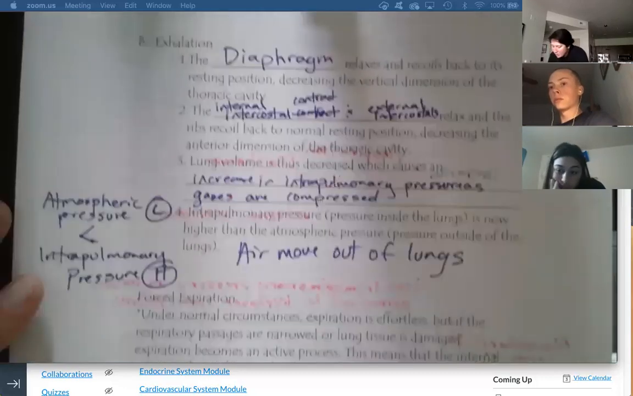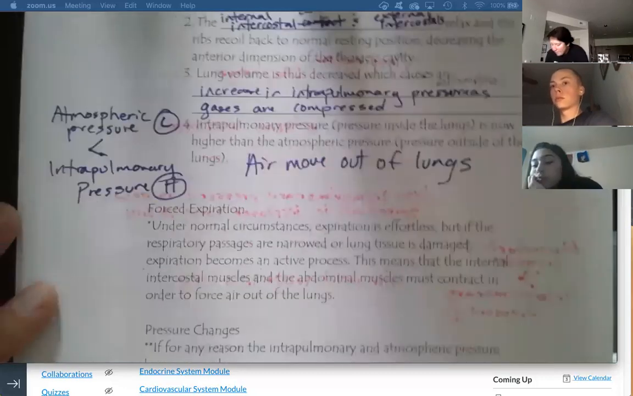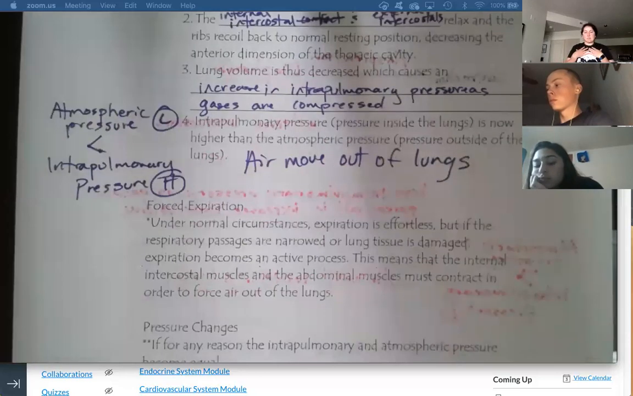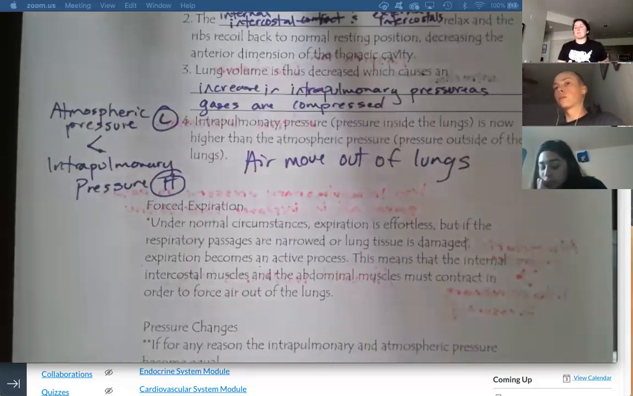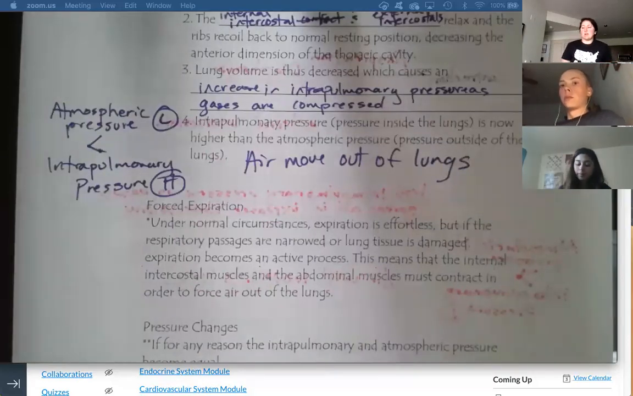Usually expiration is effortless. Well, let me actually, before we do that, the core muscles for expiration are the internal intercostals and the diaphragm. The accessory muscles are your abdominals, and also some back muscles called the quadratus lumborum. But that's just a side note.